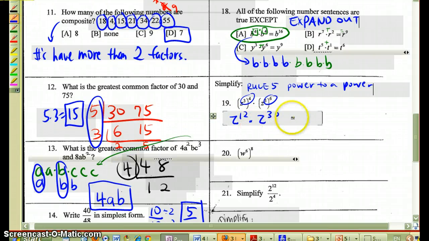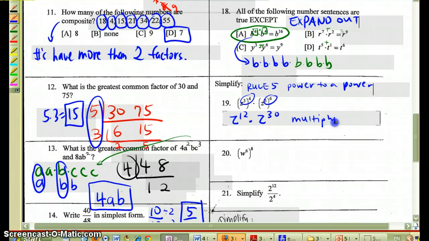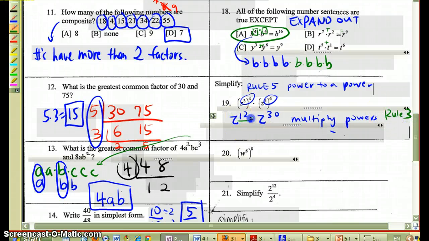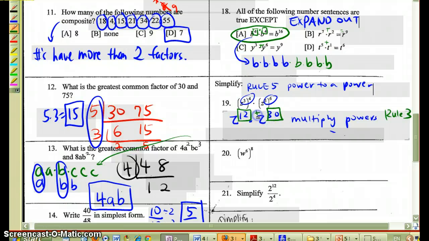Now it seems like I'm multiplying powers, and when I multiply powers, yeah, I could write all this out. I could write z, 12 of them. Okay, it's really long. I'm not even going to write all. And then 30 z's over here. But instead of doing that, I'm just going to apply the rule in our notes, which was rule 3. And that is to add 12 and the 30 together, which makes z to the 42nd power. So that would be my answer for 19.